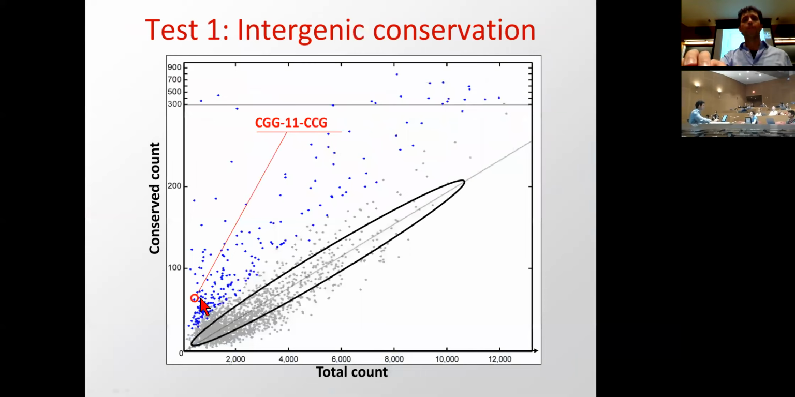So that basically means that I search for CGG, CCG in the yeast genome in Saccharomyces cerevisiae, and then I ask, is it conserved in that other species? And I find that only a small fraction of them are actually conserved in the other species. Does that answer your question? Great.